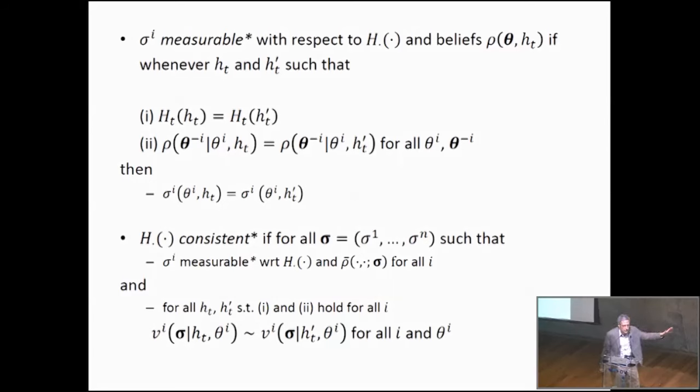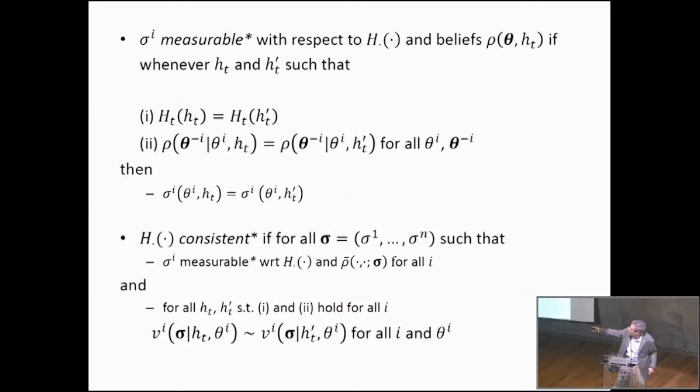So remember, there's some common prior on types at the beginning of the game, and from that point on, players can update those beliefs using Bayes' rule and the strategies that other players are following. So I don't know your type, but I know the strategy you're following, and so I can update my beliefs about your type based on what you do. Those are the true beliefs, which I'll call rho bar.